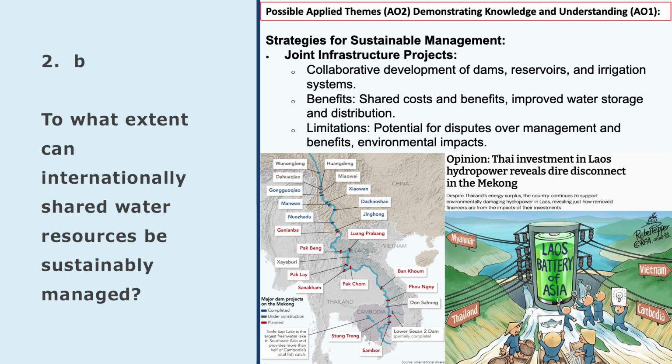We might consider strategies for sustainable management to be some joint infrastructure projects. So hydro dams are a form of joint infrastructure project if they're being financed internationally. So China and Thailand, for example, have invested in Laos to build its hydropower in order for it to be able to export energy to different places. So Laos has the ambition to be the battery of Asia by damming its waters and then selling the energy from those hydro dams to its surrounding neighbors in order to develop economically.